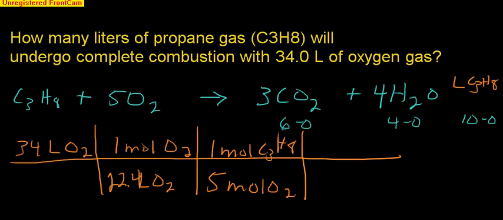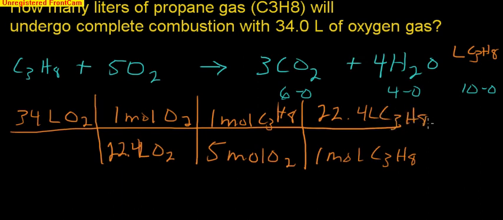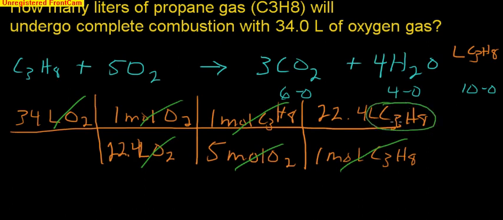Alright, let's scroll back up a little bit for some room. Now the units I have are moles of C3H8, but I want liters, so I have to go one more time. I'm going to say 1 mole of C3H8, and once again I know that any gas at STP, if I have 1 mole of it, occupies 22.4 liters of C3H8. Now let's cross out some things. My liters here will cancel out with liters of O2. Moles of O2 cancels out moles of O2. Moles of propane cancels out moles of propane. I'm left with liters of C3H8, which is propane, so that's what I wanted.